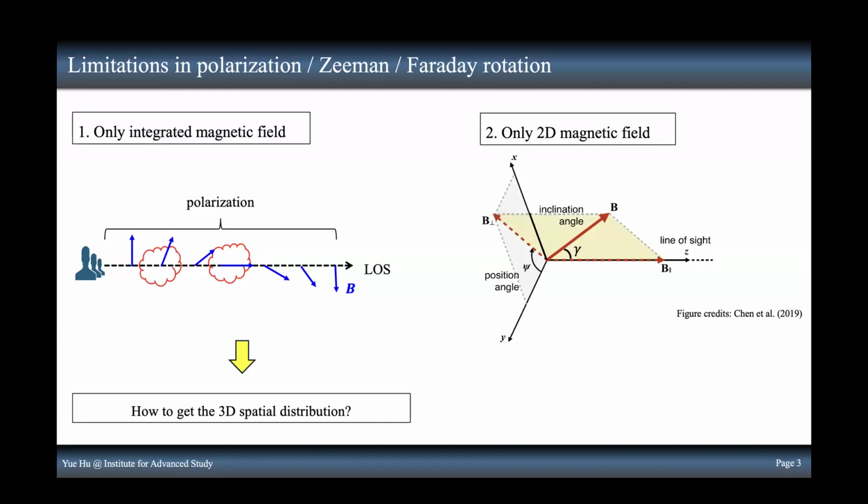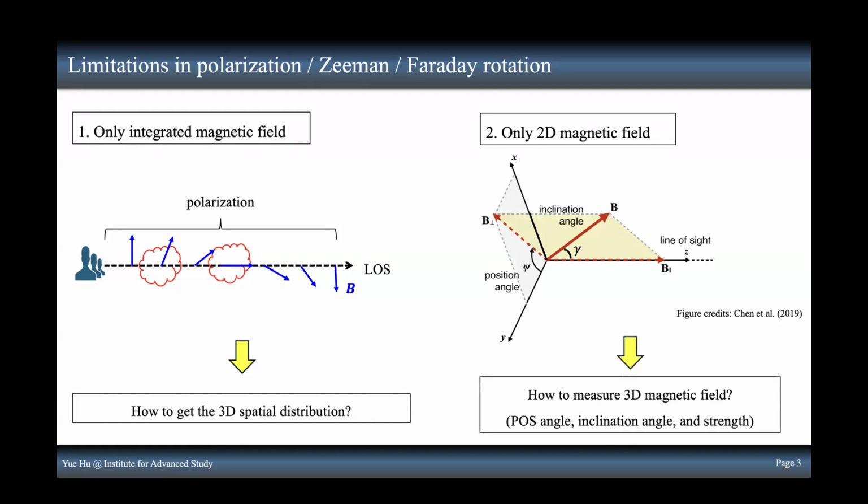The second limitation is that it can only directly detect the 2D magnetic field orientation or the line of sight magnetic strength. That was true several years ago, but I think in Ball's talk, he will talk about how to get the inclination angle and infer the 3-dimensional magnetic field from dust polarization. In my talk, I will talk not just about the inclination angle, but how to get the 3D magnetic strength. That can give us a full picture of the magnetic field, including the position angle, the inclination angle, and the total magnetic strength.